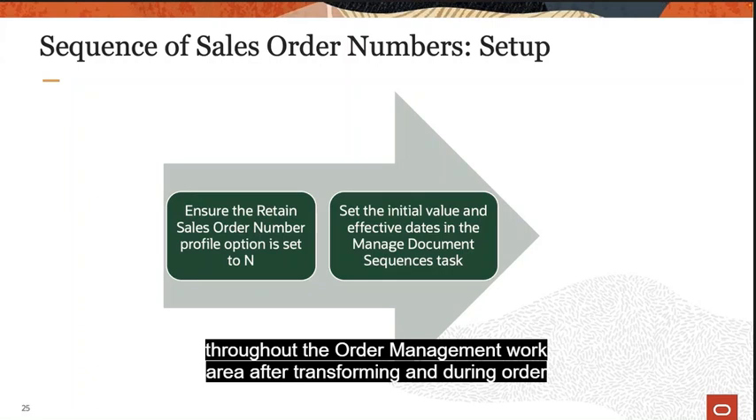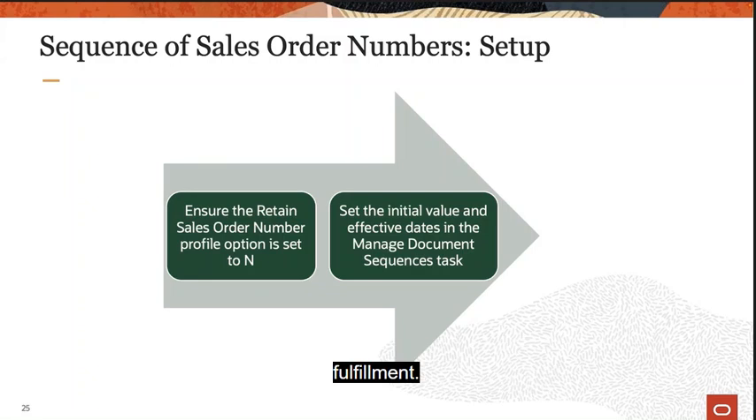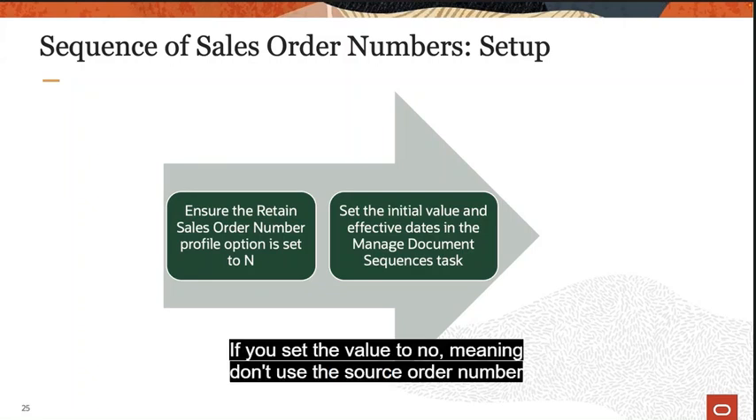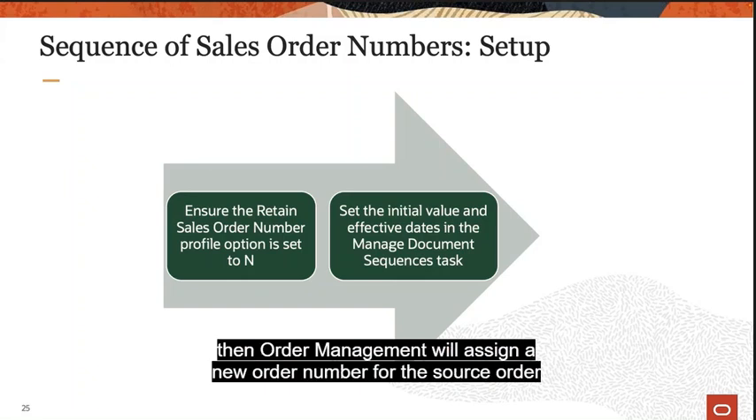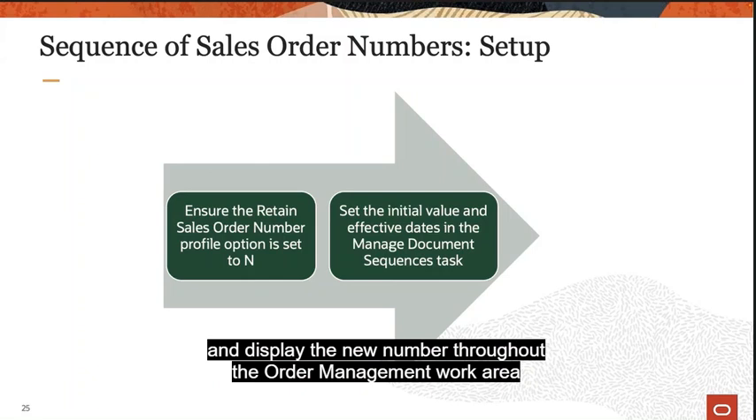If you set the value to no, meaning don't use the source order number as the order number during or after transformation, then order management will assign a new order number for the source order and display the new number throughout the order management work area after transformation and during order fulfillment.